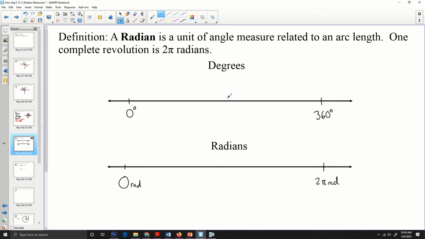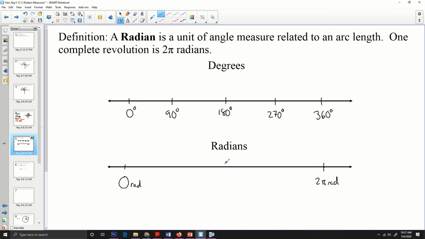So halfway, a half circle is 180 degrees, a right angle is 90 degrees, and 3/4 of the way around would be 180 plus 90, which would be 270, and then that last quarter, another 90 degrees, would be 360 degrees.